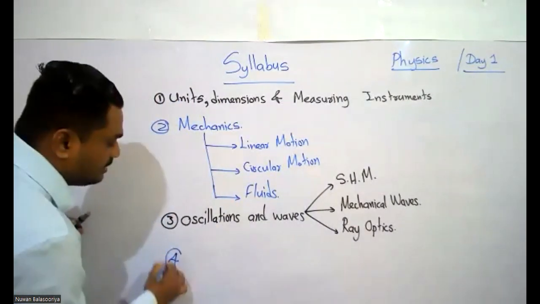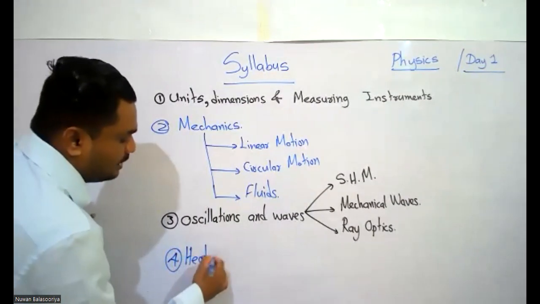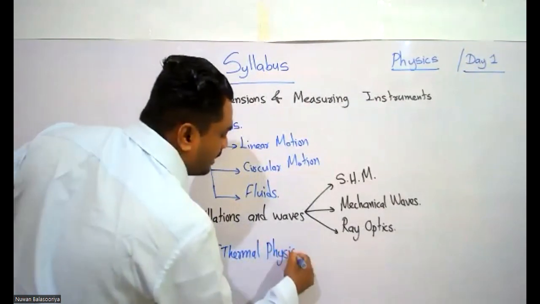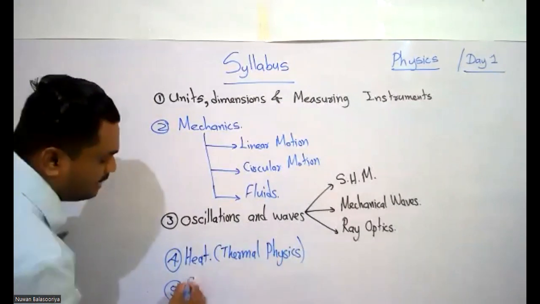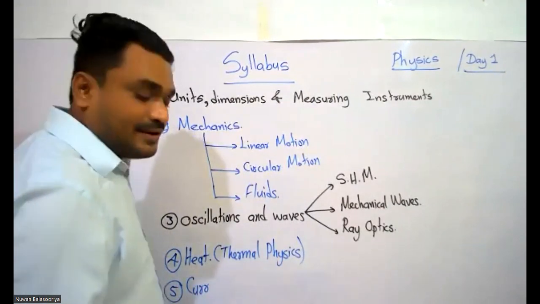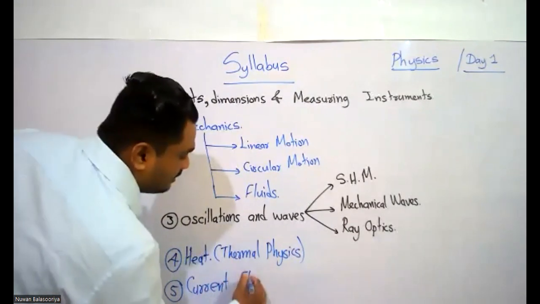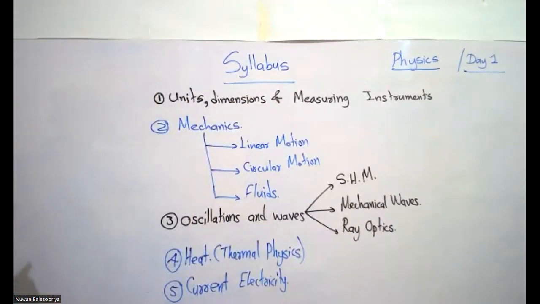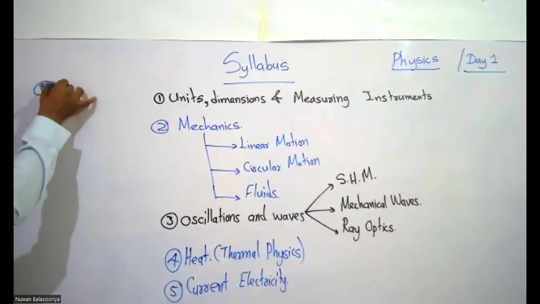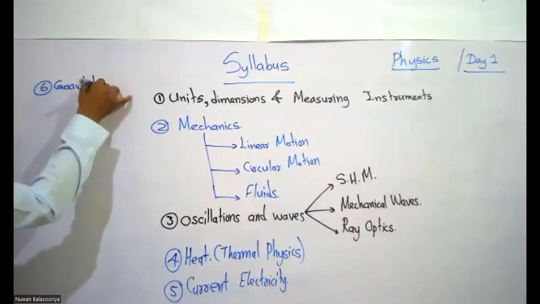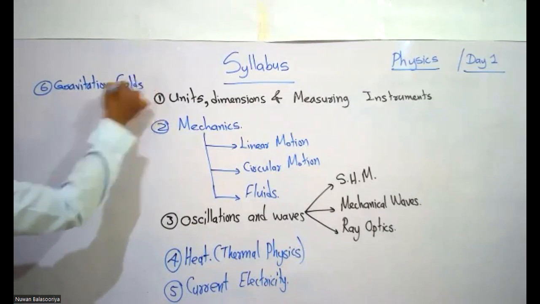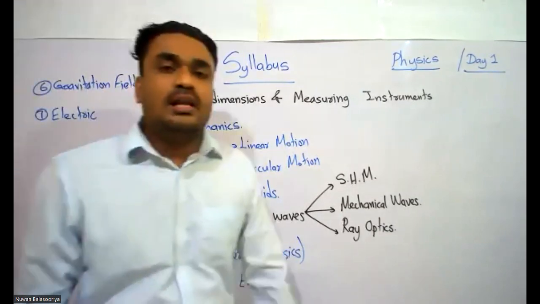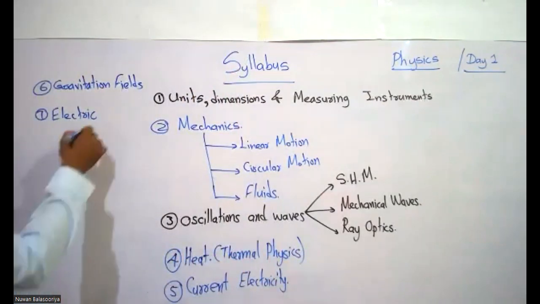The fourth lesson of the syllabus is normally selected as heat, which actually means thermal physics. The fifth lesson is current electricity, or sometimes we simply say electricity. The sixth lesson is gravitation fields. The seventh lesson is electric field, sometimes called electromagnetism, because we learn them together.